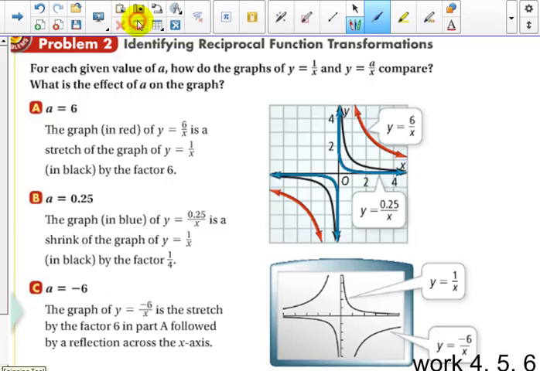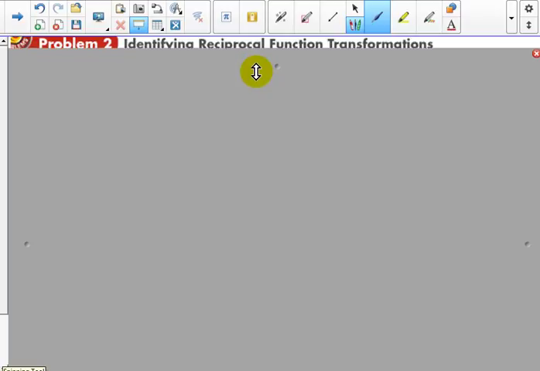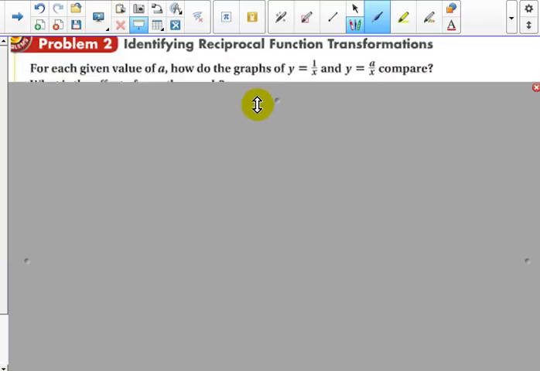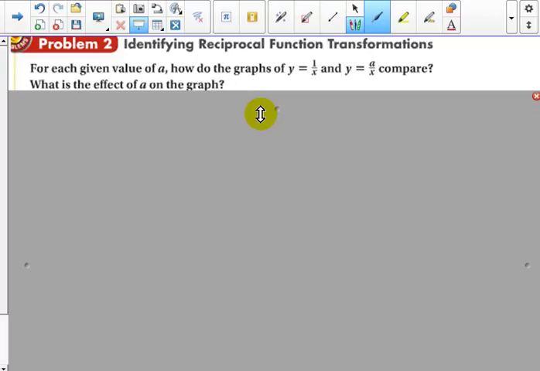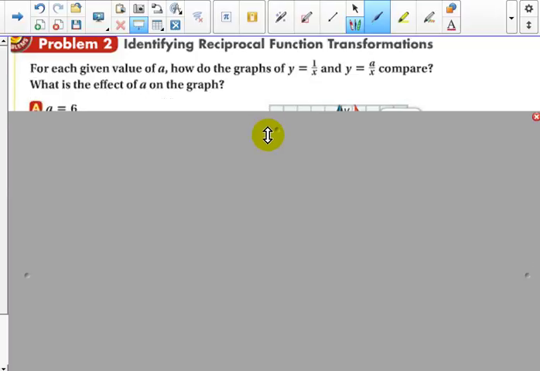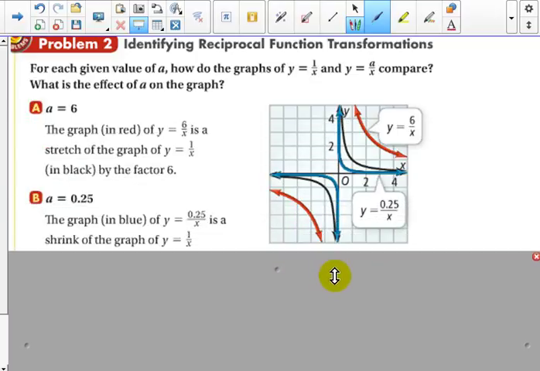Let's look at problem 2. Identifying reciprocal function transformations. For each given value of a, how do the graphs of y equals 1 over x and y equals a over x compare? Well, we know the y equals 1 over x, that's that parent function in the first and third quadrant. They meet at 1, 1 and -1, -1, and they get really close to the axis at 4s and -4s. So let's graph that first.